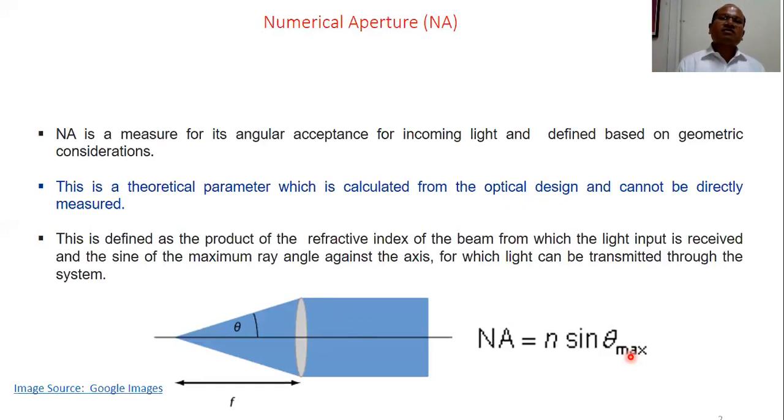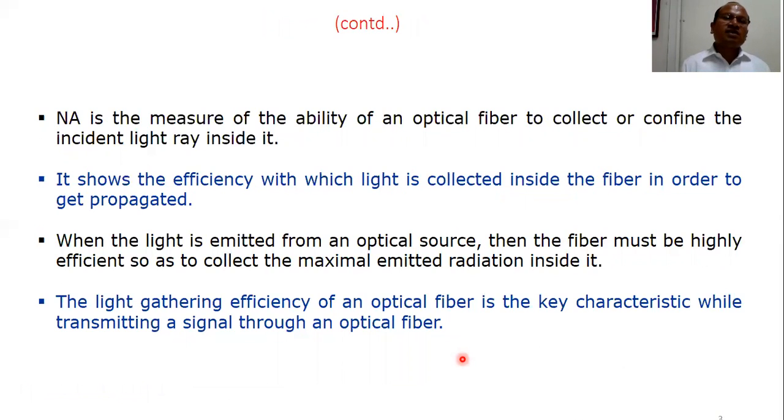And why are we calling it a measure of acceptance angle? The larger the acceptance angle, the larger the numerical aperture, and vice versa. So this is the correlation between numerical aperture and the acceptance angle. Numerical aperture is the measure of the ability of an optical fiber to collect or confine the incident light ray inside it. I have already explained, this is the ability to capture, the capability to collect the light.